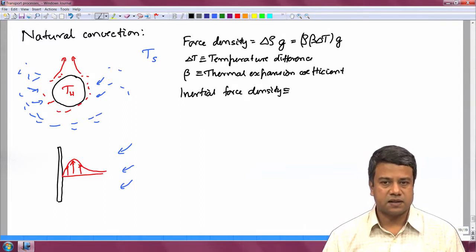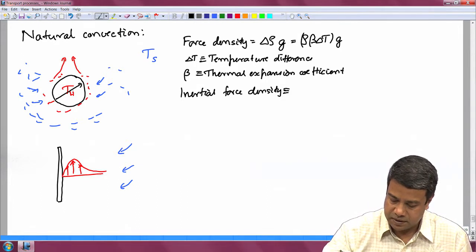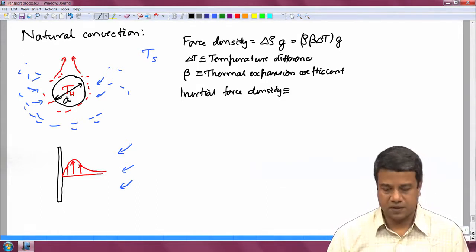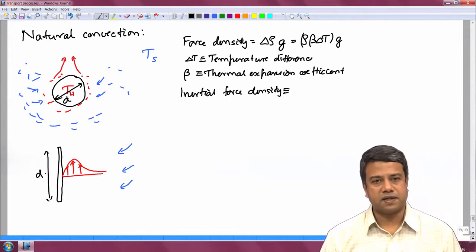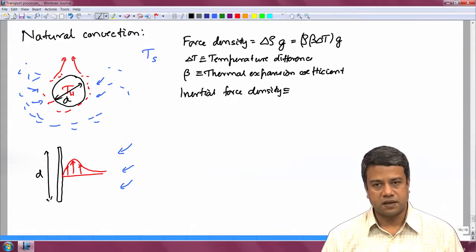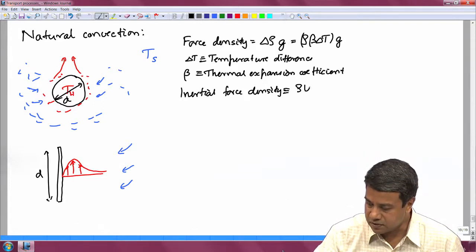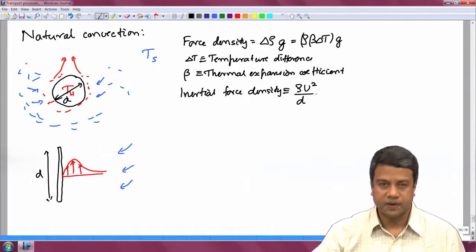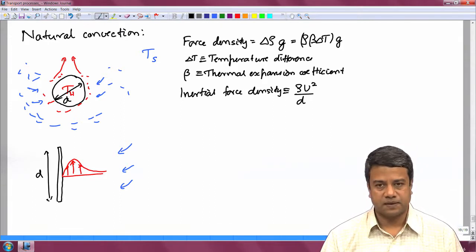To get the force density, I have to divide the kinetic energy density by a characteristic length scale in the problem. That length scale could be, for example, the size of this heated object or the length of this heated plate. Therefore, the inertial force density I will get from the kinetic energy density divided by the characteristic length. So, this will scale as rho u square divided by d, where d is the length of the plate or the characteristic dimension of the object.